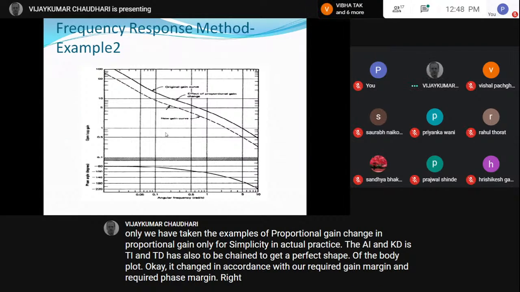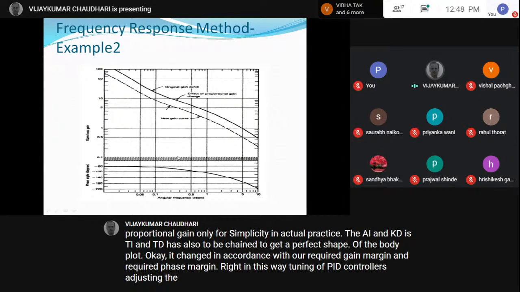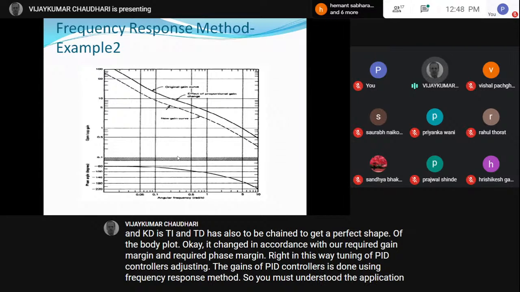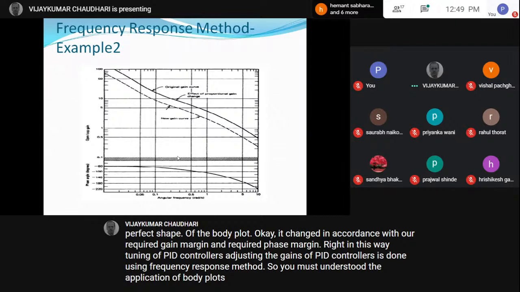In this way, tuning of PID controllers, adjusting the gains of PID controllers, is done using the frequency response method. So you must have understood the application of Bode plots for process control systems. Okay, so this is very practical.